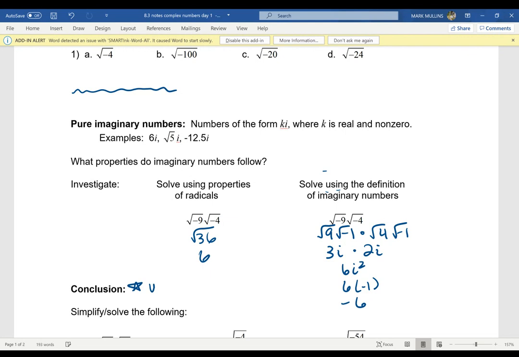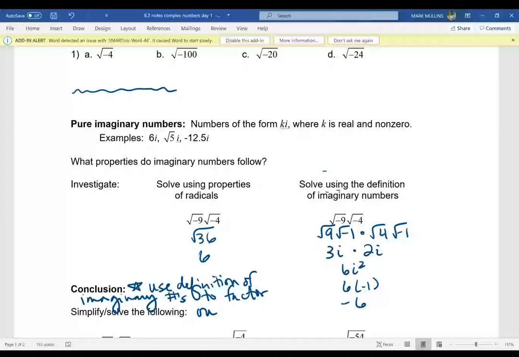So we need to use the definition of imaginary numbers to factor out i first, otherwise they don't work. And again, this is in my own words. You guys know that I do that a lot. Try to put things in my own words instead of math definition words.